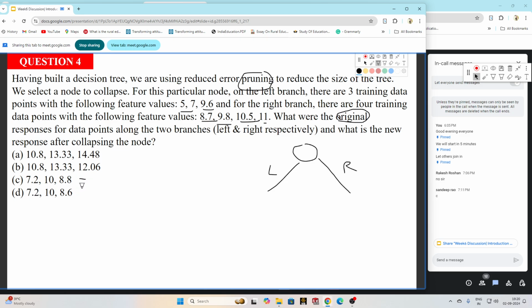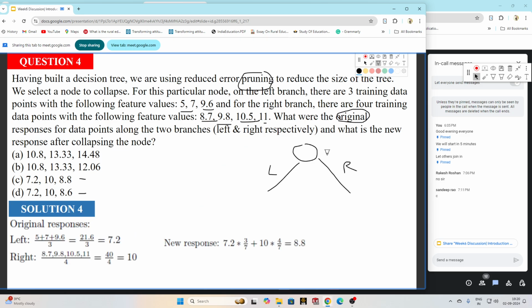So your right answer will be either this or this. Now we will talk about the right node. In the right node, we have 4 data points: 8.7, 9.8, 10.5 and 11. Whenever you do the calculation, together it will give you 40: 8.7 plus 9.8 plus 10.5 plus 11 gives 40. And 40, again you have to take the mean of it, so 40 divided by 4, that is 10.